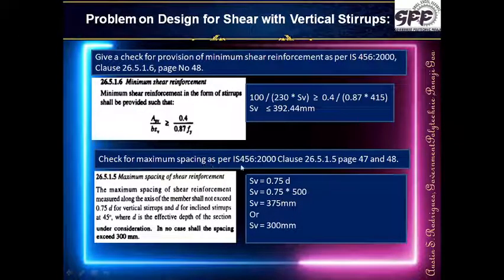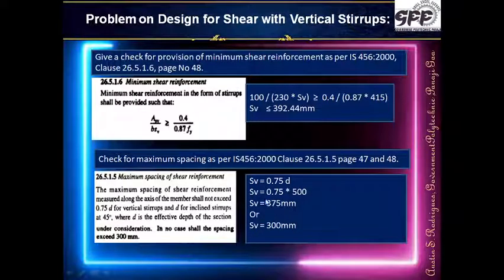Apart from this, there is another condition. Check for maximum spacing as per IS 456-2000, clause 26.5.1.5, given on pages 47 and 48. As per this, the maximum spacing of shear reinforcement measured along the axis of the member shall not be greater than 0.75 D for vertical stirrups. That is exactly what is important for us. So SV should not be greater than 0.75 D. SV is 0.75 into 500. So SV cannot be more than 375, or in no case will it be more than 300 mm. SV cannot be more than 300 mm.